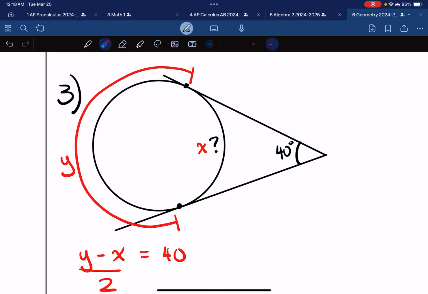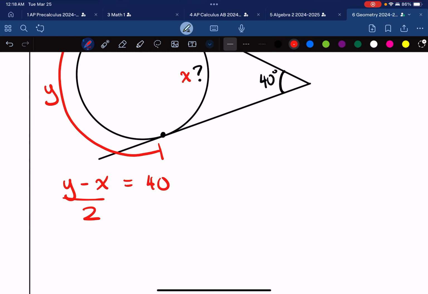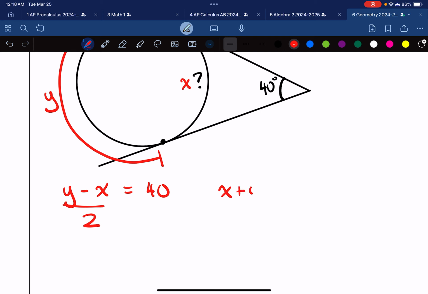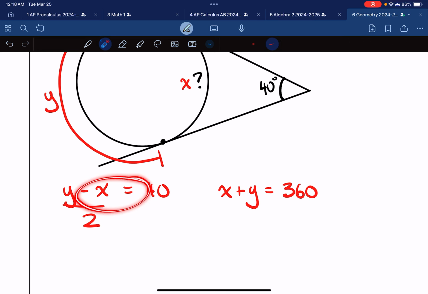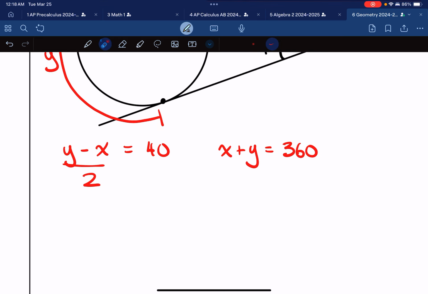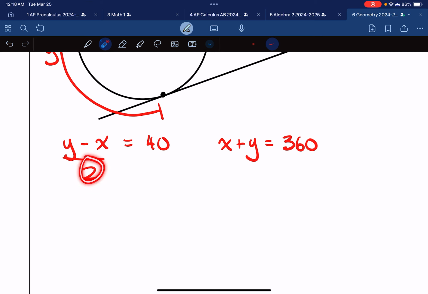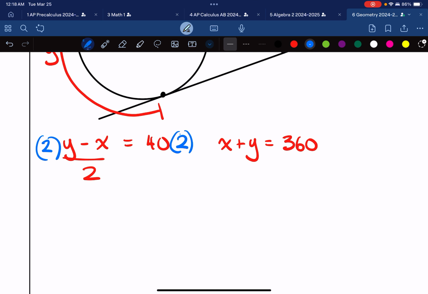Well, check it out. X and y add up to a full circle, which means my second equation is really x plus y. Adding them together gives you a full measure of a circle, which is 360 degrees. And now the fact that we have 2 different equations means we are ready to solve. I'm going to multiply both sides by 2 here, times 2 times 2. And now these 2's have cross-canceled, gone and gone, and that leaves me with y minus x, and that's equal to 80.